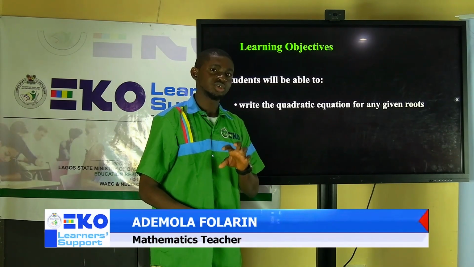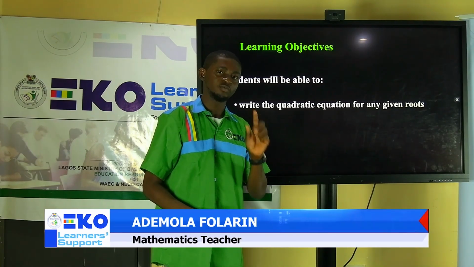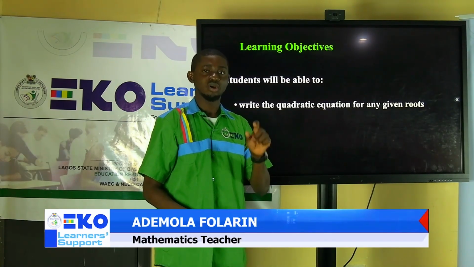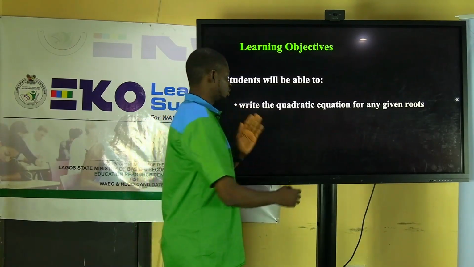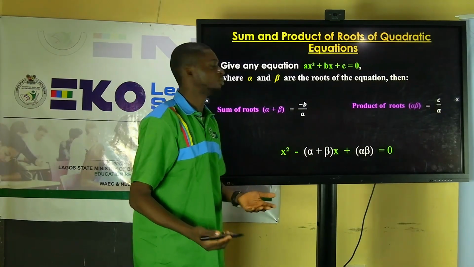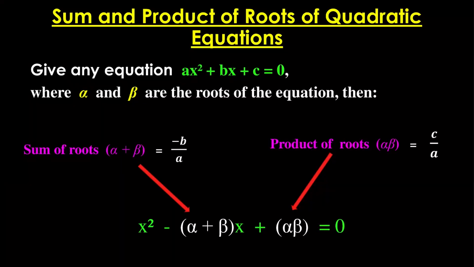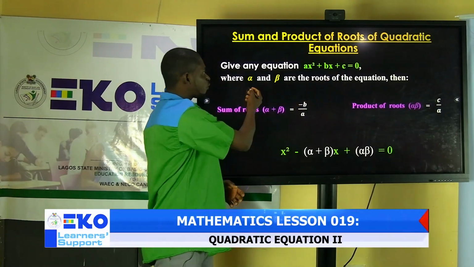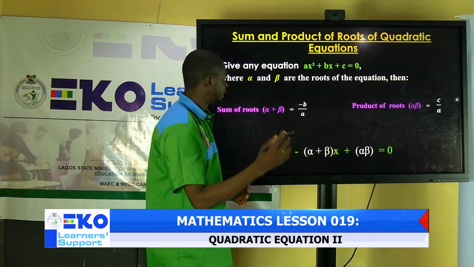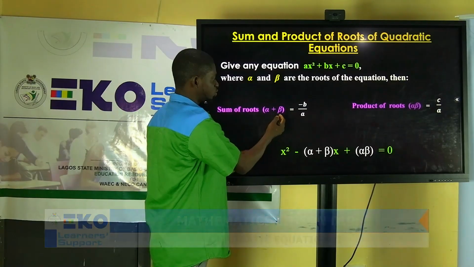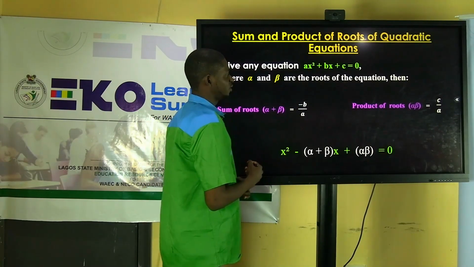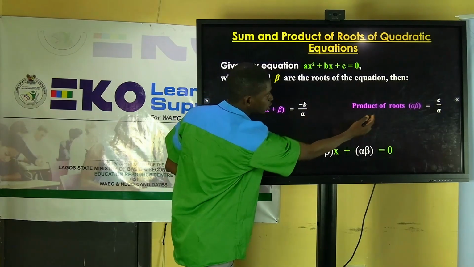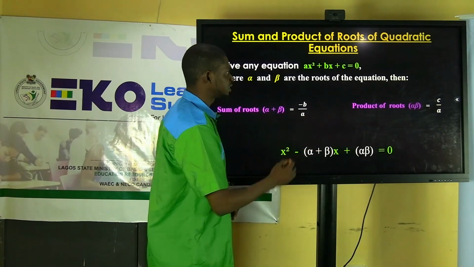Remember, a quadratic equation is a polynomial equation of one variable in which the highest power of the variable is 2, or we say a degree 2 polynomial. So given the general quadratic equation, ax squared plus bx plus c equals 0, if we take the roots of this equation to be alpha and beta, then the sum of these roots is negative b over a, and the product of the roots is c over a.